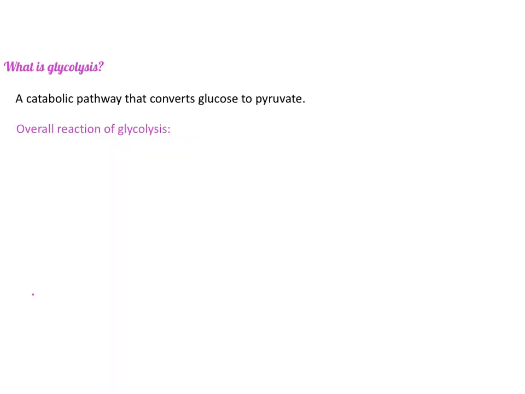All right, so what is glycolysis? It's a catabolic pathway that converts glucose into pyruvate. So for the overall reaction for glycolysis, I'm just going to draw out glucose because it's one of the molecules that you'll need. Down, down, up, down. I always draw alpha glucose, just so you know.